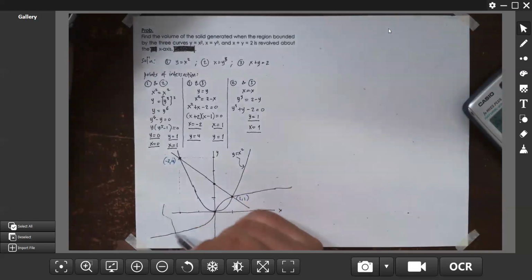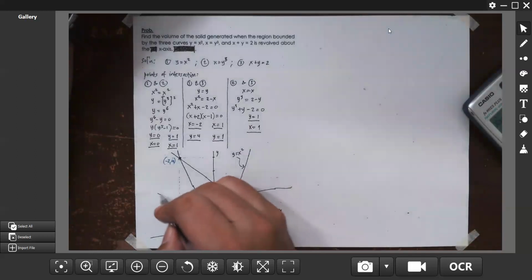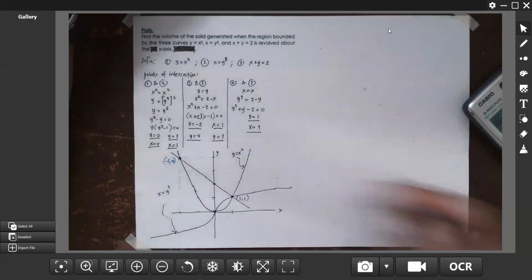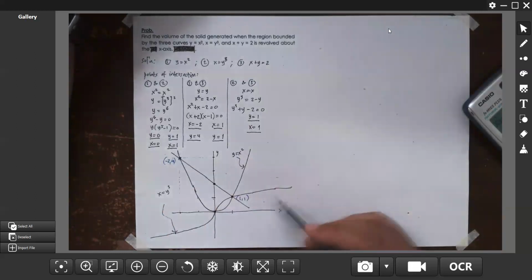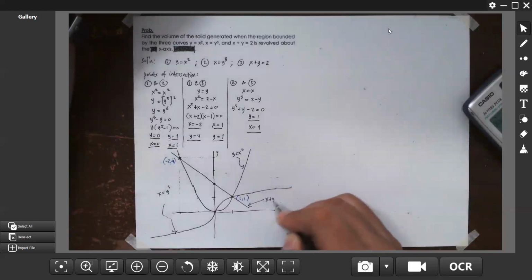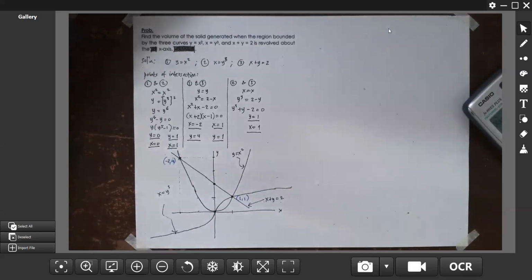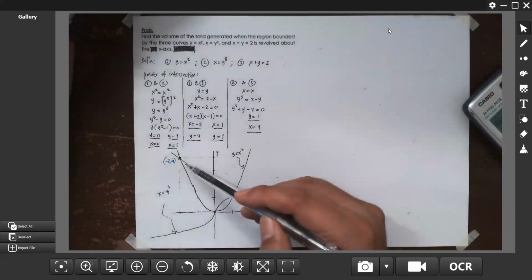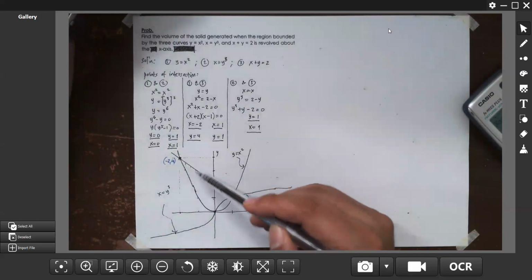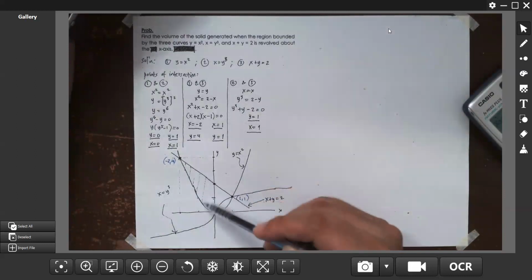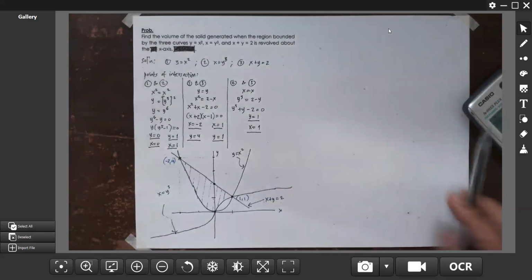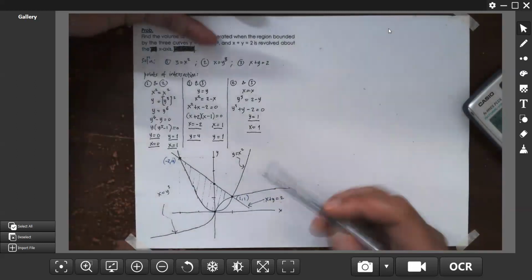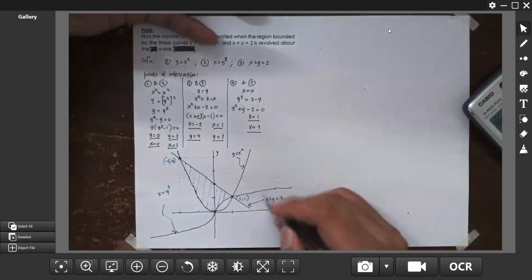So this curve is x equal to y cubed. And this line, we have x plus y equal to 2. So therefore, this is our bounded region. Now, what would be the volume if you will revolve this area about the x-axis?